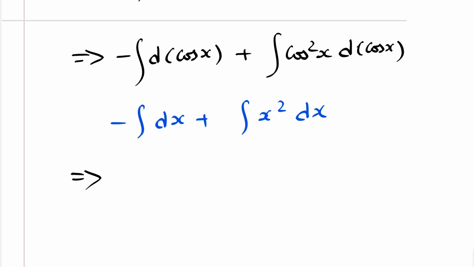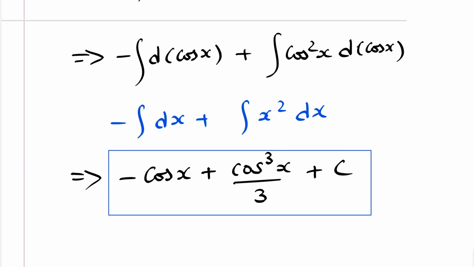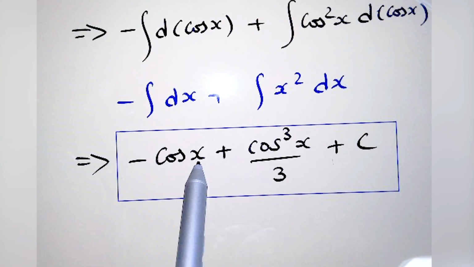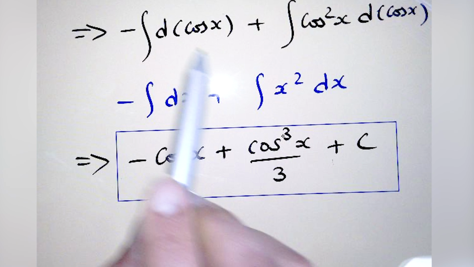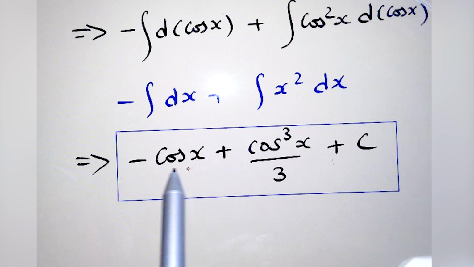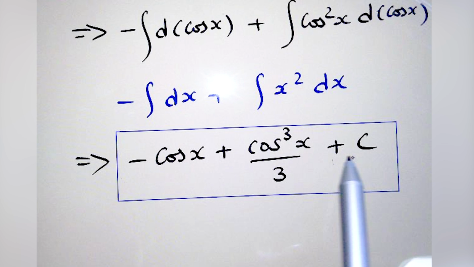It is going to be minus cos x plus cos cube x divided by 3 plus integration constant c. This is going to be our final answer. Because integral dx is x, and integral x squared dx is x cubed by 3. So since we have d of cos x for our differential, we write in terms of cos x: minus cos x plus cos cube x divided by 3 plus integration constant.